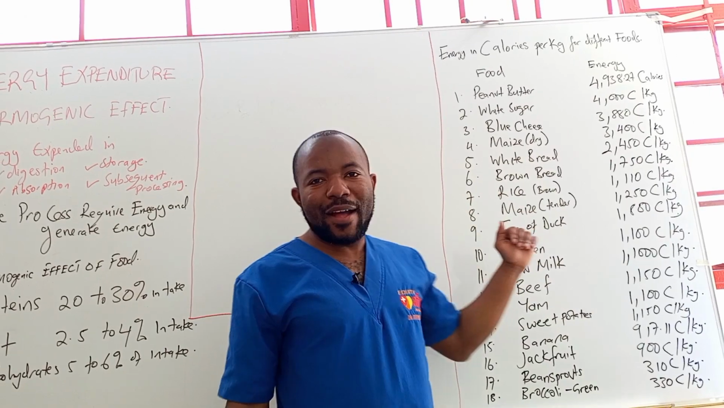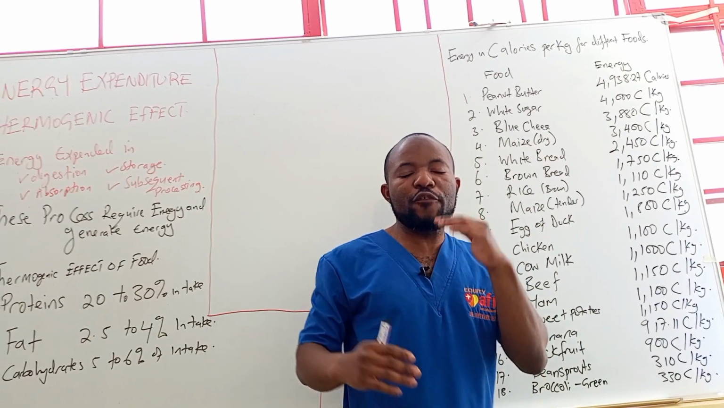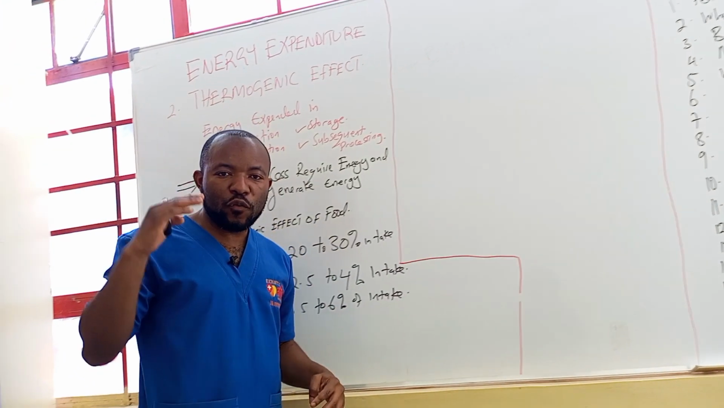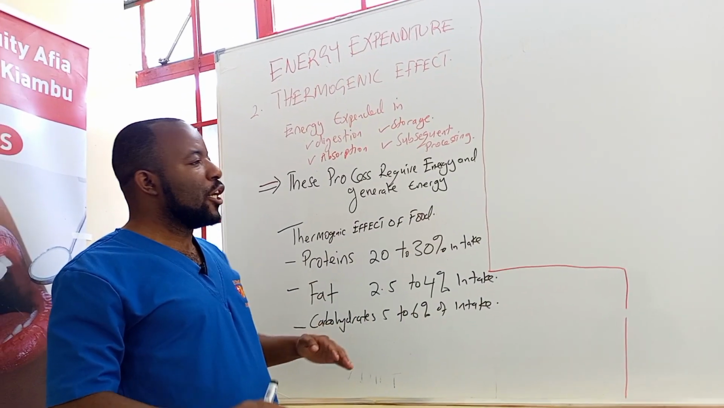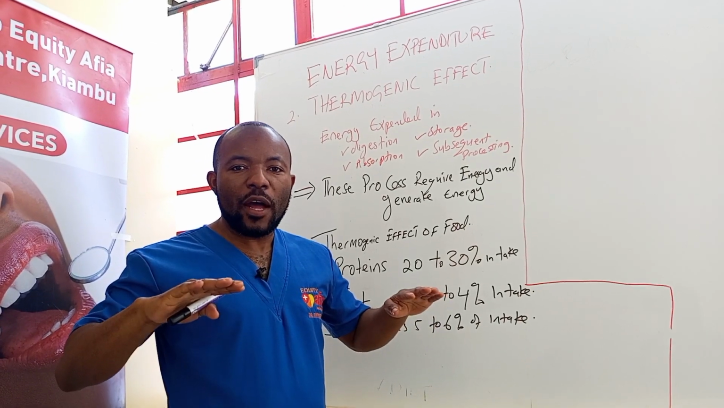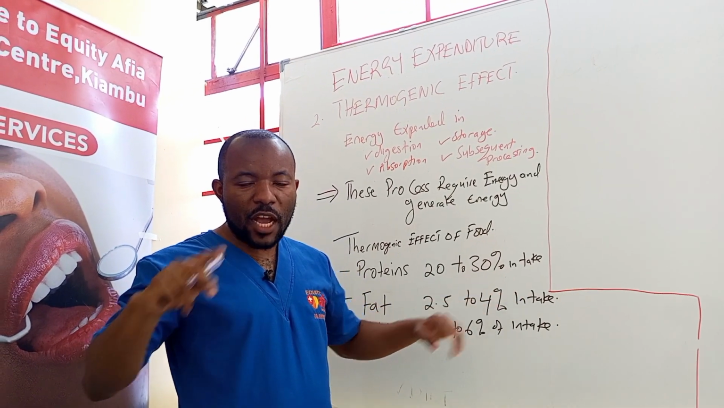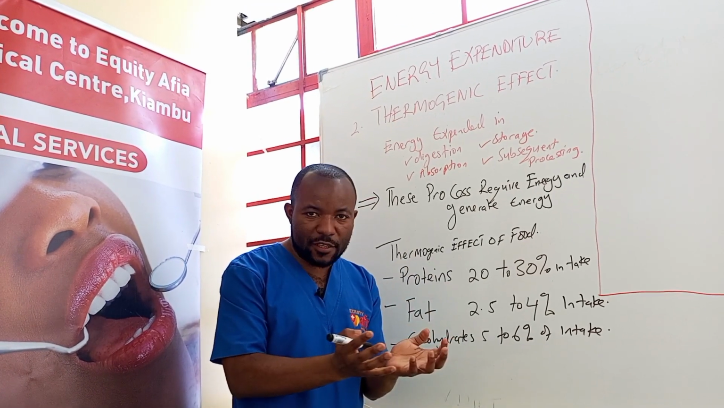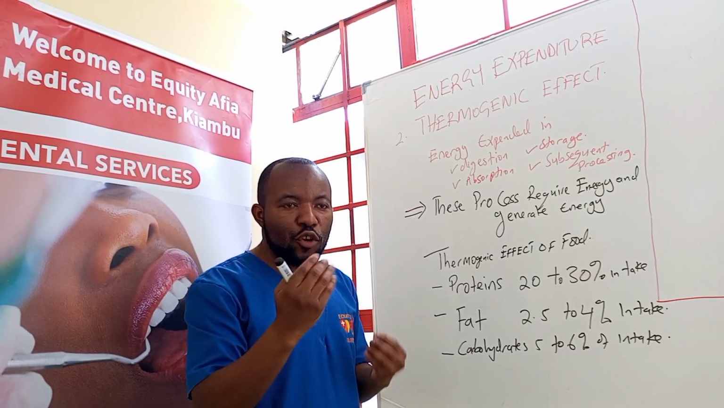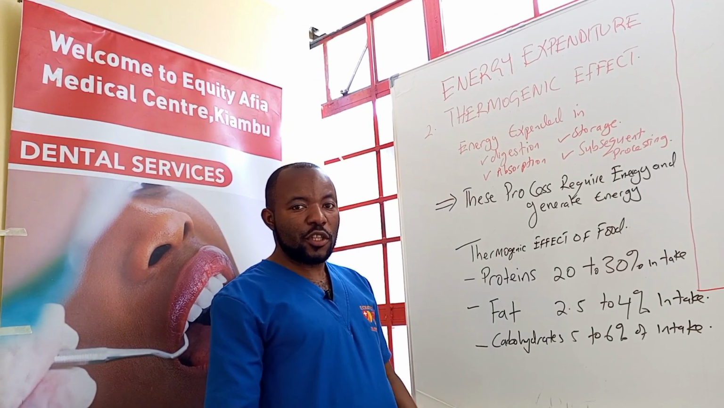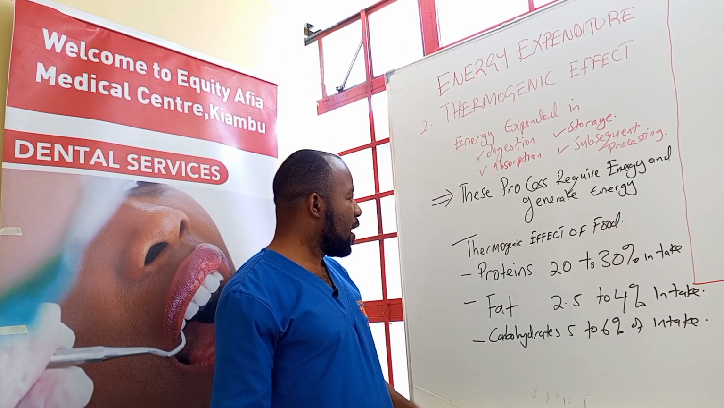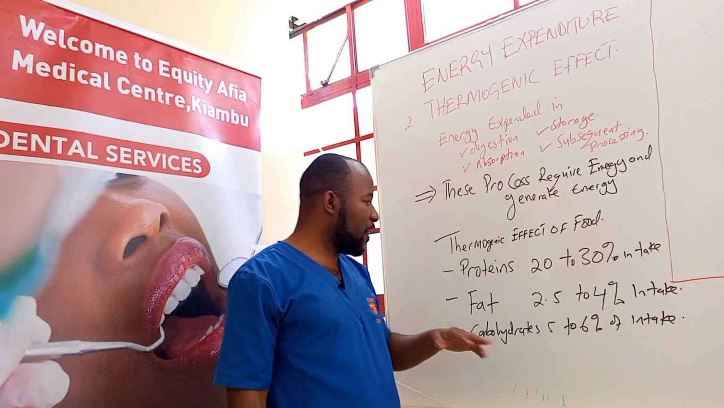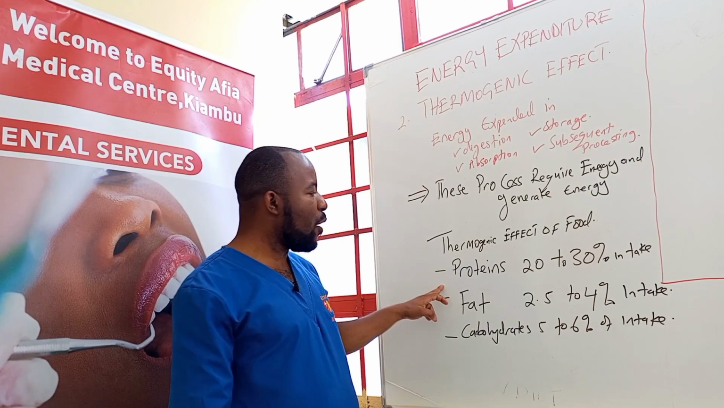So the more the thermogenic effect of a food, the more you maintain healthy weight. I repeat, the more the thermogenic effect of your food, of your diet, of your meal, the more you're not going to store, the more you're not going to increase weight. What does that mean? It means that the thermogenic effect of foods is different. By how much?